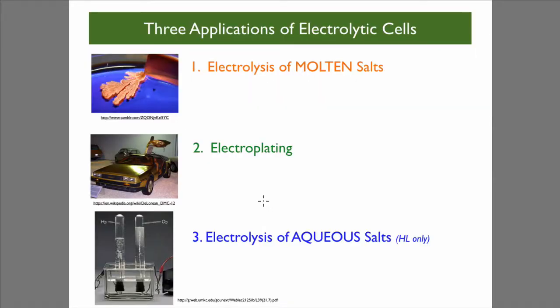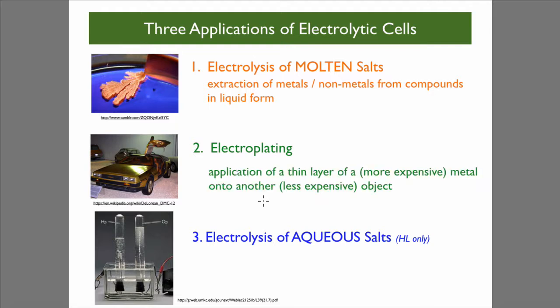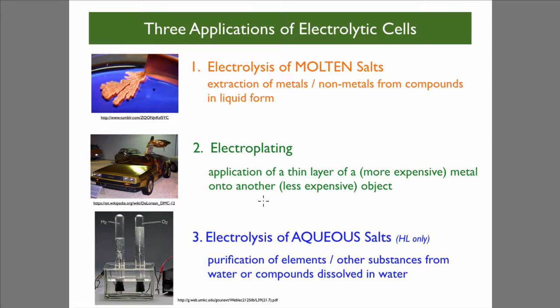There are three applications of electrolytic cells. There's electrolysis of molten salts, the extraction of metals or non-metals from compounds in liquid form. There's electroplating, you can make shiny gold cars. This is just the application of a thin layer of usually more expensive metal onto another, generally less expensive object. Electrolysis of aqueous salts, this is HL only. The purification of elements or other substances from water or compounds dissolved in water.